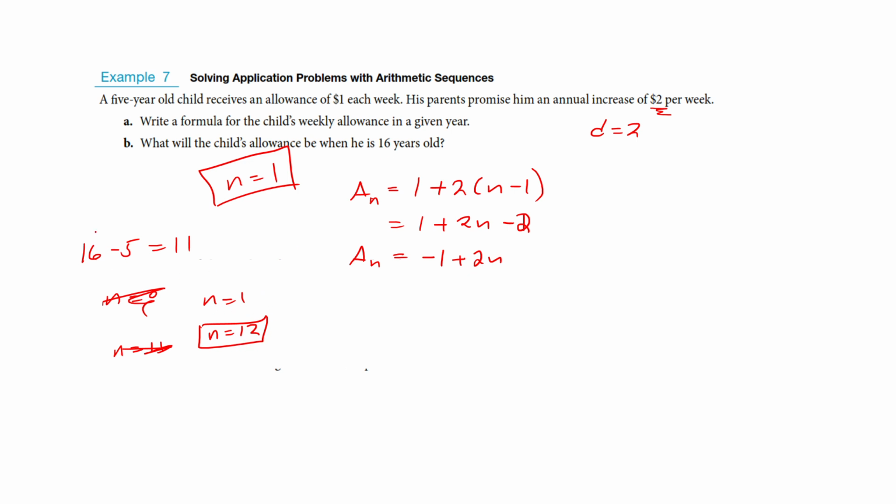So it matters whether you start with n as 0 or whether you start with n as 1. We're starting with n as 1, which means we need to add 11 iterations to this first one, which gets us to the 12th iteration. So we're looking for a sub 12 is when he'd be 16. It'd be negative 1 plus 2 times 12. It's going to get us 23. So his allowance will be $23 when he's 16.